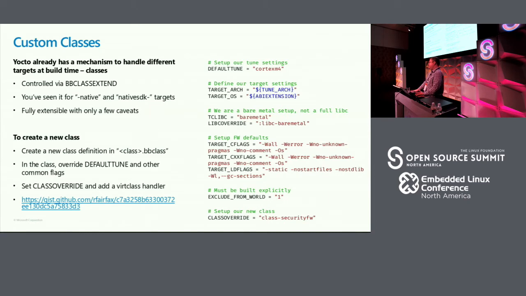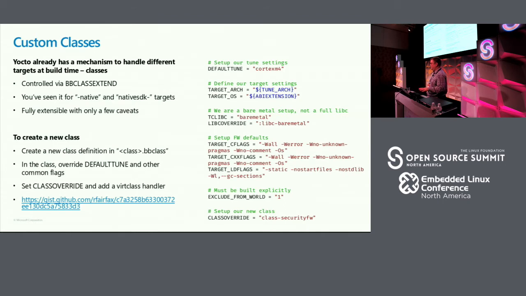Now, on the right here, I kind of took an example of one of our existing pieces of code that we use, one of our custom classes. It's a custom class called SecurityFW, so it's the firmware for our security core in the system. This is only a subset. This actual file is like 300 lines long.